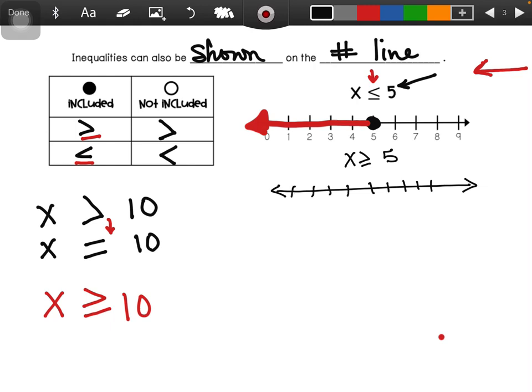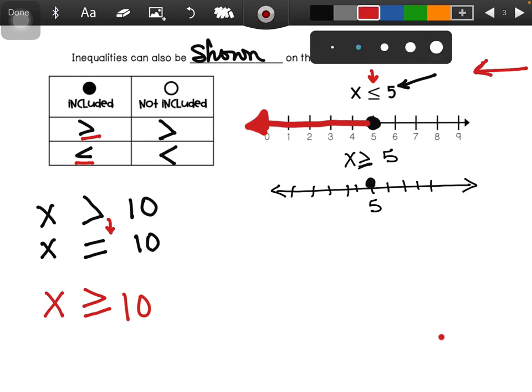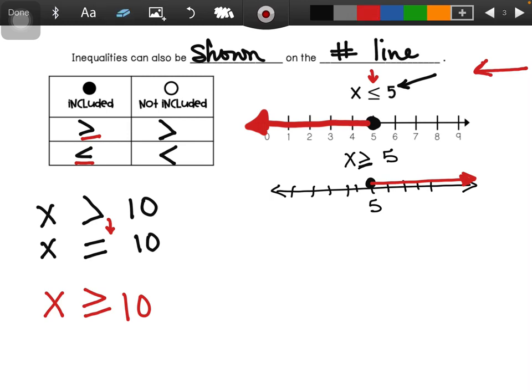Let's make our grid real fast. Same thing, here's 5. I'm going to have a solid dot because it says greater than or equal to. And then my arrow coming off would be going to the right because that's the direction the greater than sign is facing. Okay? If it did not have the equal sign attached to it, then it's going to graph exactly the same, except the only thing that changes is my dot.